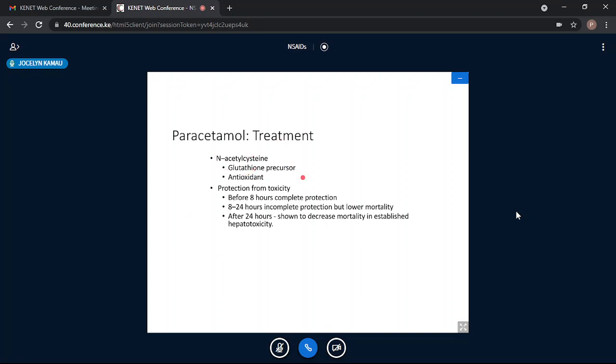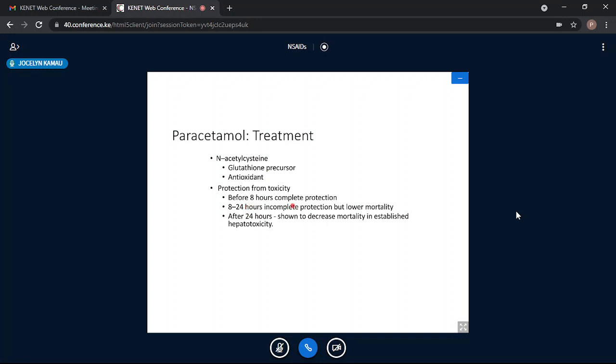As a treatment, you can give acetylcysteine, which is thought to be a glutathione precursor, so it will increase your levels of glutathione. It is also thought to be an antioxidant, therefore it will help to reduce the toxic metabolite into a safer metabolite, and therefore it gives protection from toxicity.